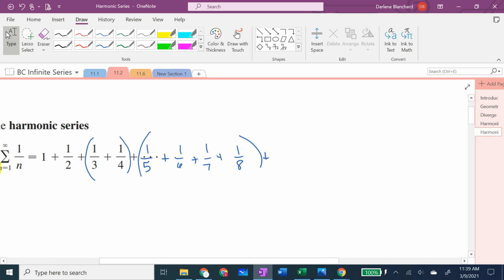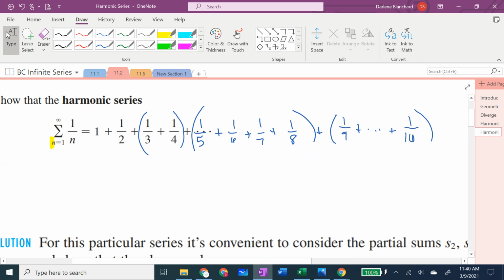And then we're going to double the number of terms we take. So we're going to have 1/9 until we reach 1/16. And then we're going to double the number of terms that we take from there.